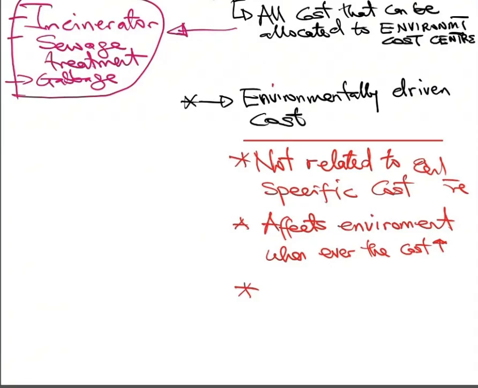The power? Yes. Power cost. Some might go to the production cost center, some might go to the corporate cost center, because you'll be using power all over the company. So it's not just one specific center, but we know that when the power cost is going up, the impact on the environment will also go up. Fantastic. What else?